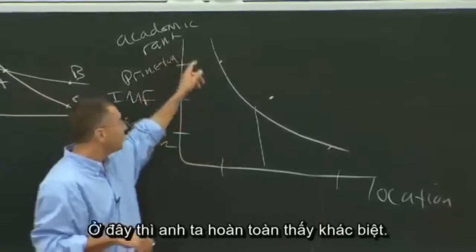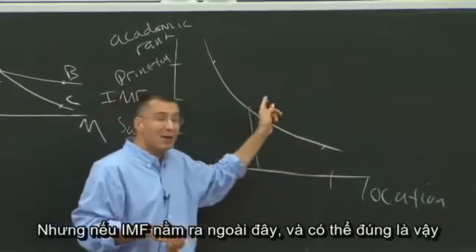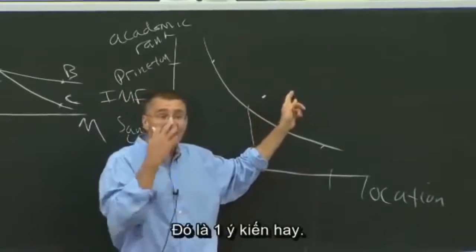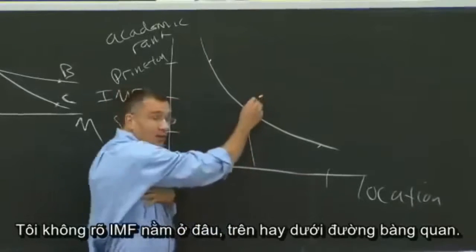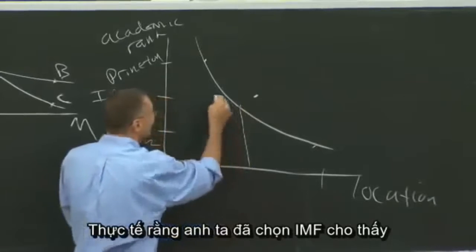Definitely go to IMF. Here he was indifferent. He could flip a coin and be equally happy at all 3. But if IMF were out here, and maybe it was because that's what he chose. That's a good point. I don't know if IMF was here or here. The fact he chose IMF can reveal it wasn't anywhere in here.